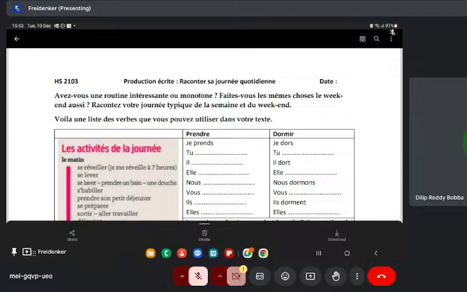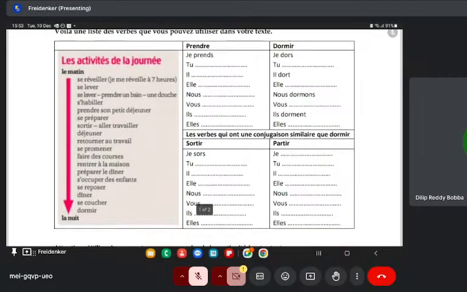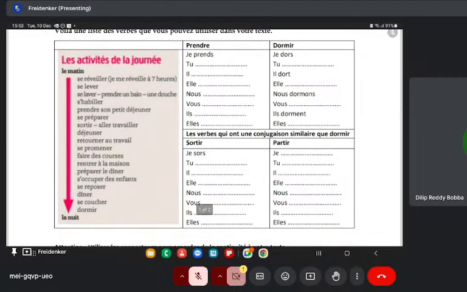Okay, so you have four new verbs. Prendre is to take, dormir is to sleep, sortir is to go out, partir is to leave. And then on the left side you have verbs for the activities that you do every day. Se réveiller is to wake up. Se lever is to get up from the bed, so you're raising yourself. Se réveiller is like you're opening your eyes, you woke up. Se laver is to take a bath.